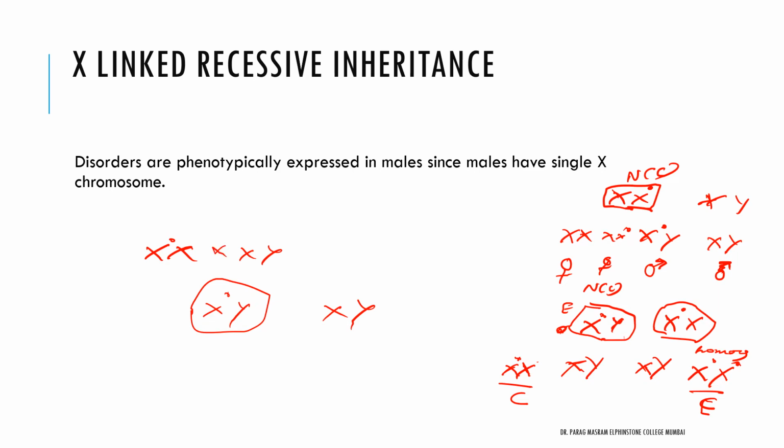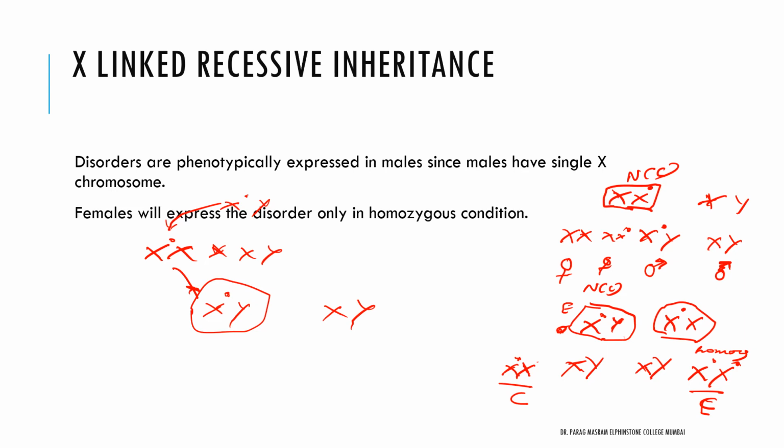If she mates with a normal male, one of her sons will express the mutated character, and this is how the disorder has skipped one generation. This is how the character has skipped one generation from father to daughter and from daughter to her son. The character has skipped one generation or is not expressed in one of the generations. So that is the X-linked disorder. Females will express the disorder only in case of homozygous condition. That is X-linked recessive disorder, and that's how the trait skips a generation only in case of X-linked recessive disorder.